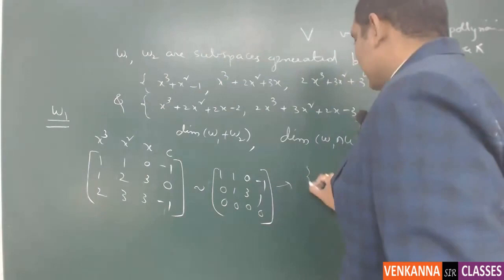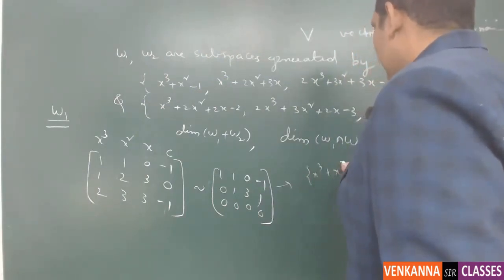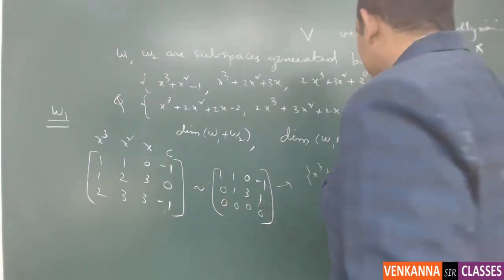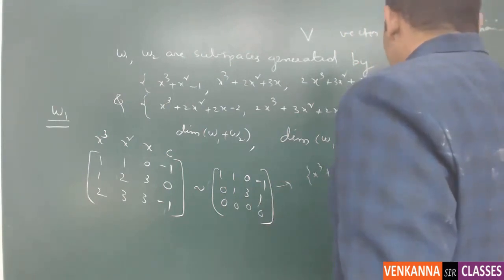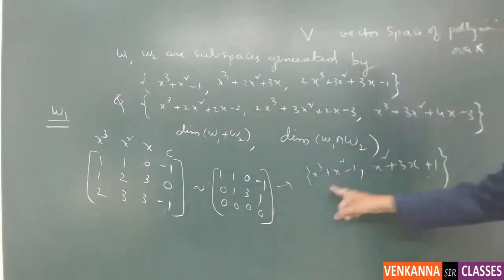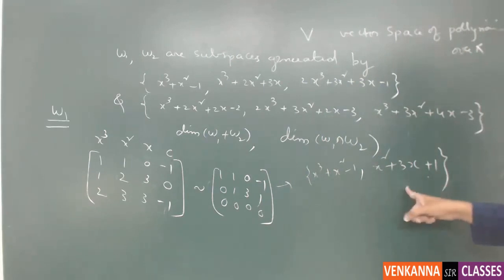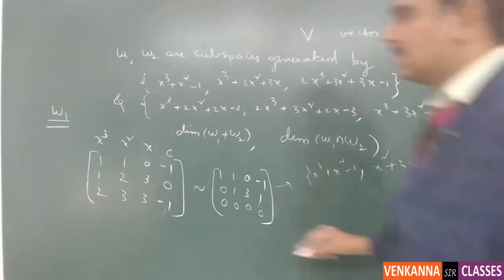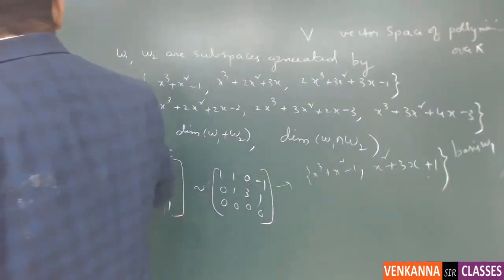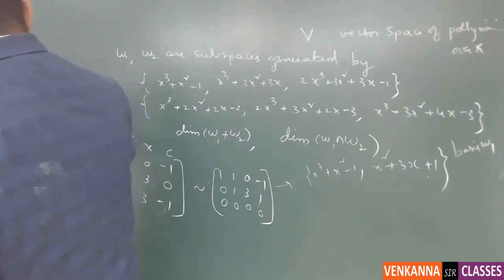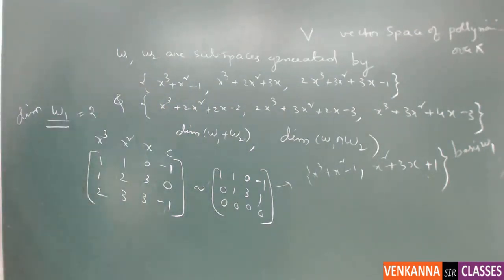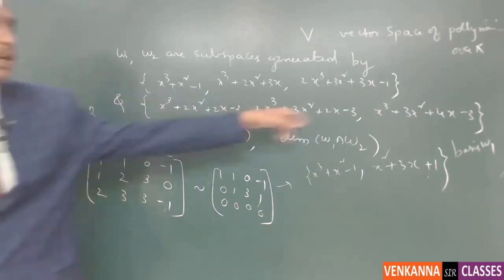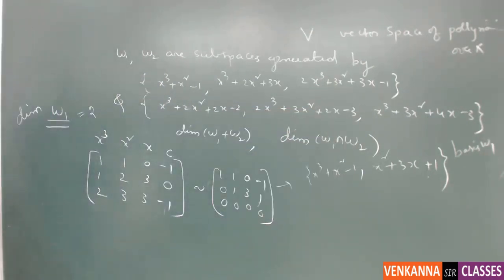if you reduce that, x cube plus x square minus 1, and from this x square plus 3x plus 1, these 2 polynomials are nothing but a basis of W1. Since there are 2 polynomials, the dimension of W1 is nothing but 2. So similarly, you go with W2, write the coefficients and give me the dimension by reducing that into echelon form.